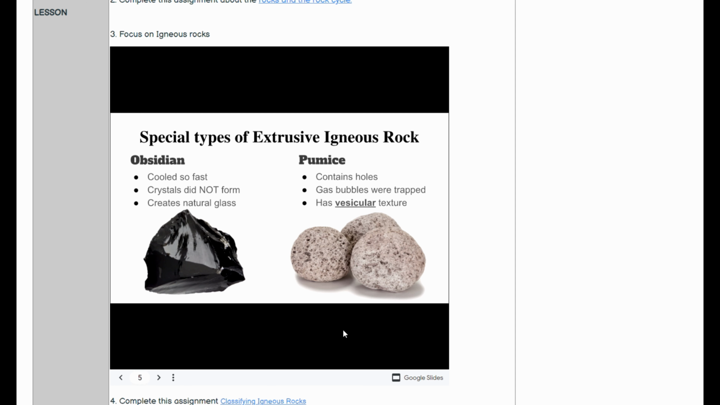There are a couple of special types of extrusive rocks. You have obsidian. This is a rock that has cooled so fast that you don't have any crystals. Typically, when you cool a rock, you are going to form some type of crystals. Obsidian is the exception. It is one solid, smooth. It almost looks like black glass, but you can't see through it.